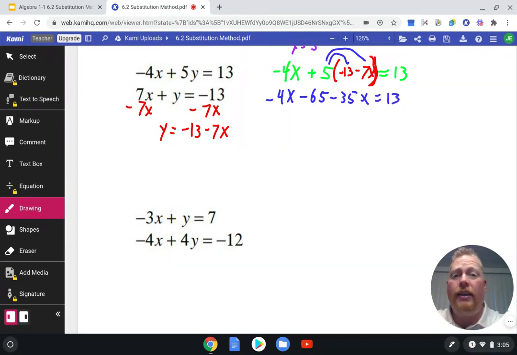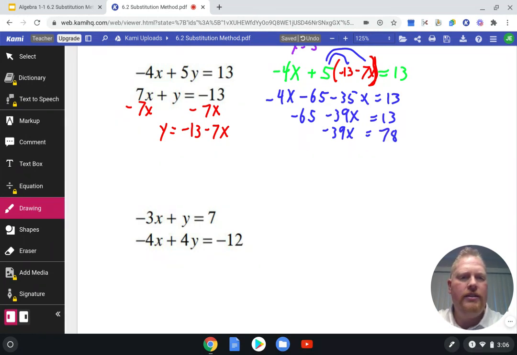After you distribute, you collect like terms. So negative 4 and a negative 35 make a negative 39x. I'll bring down the negative 65. Let's add 65 to both sides. So when I do that, I get 78. And let's divide by negative 39. And I get x equals 2.